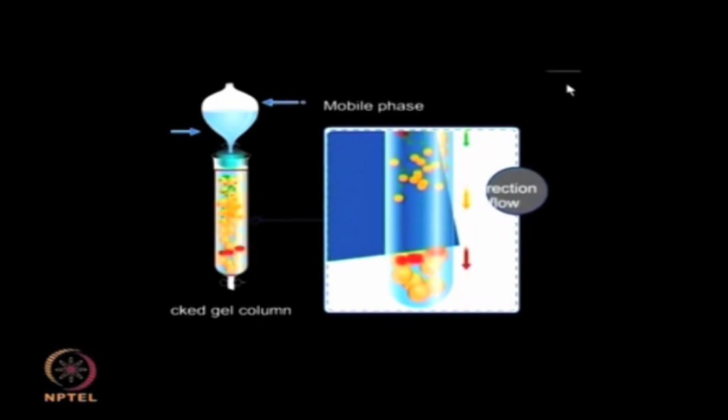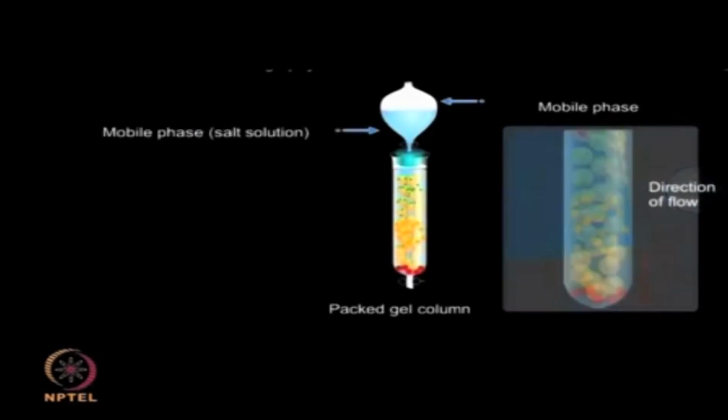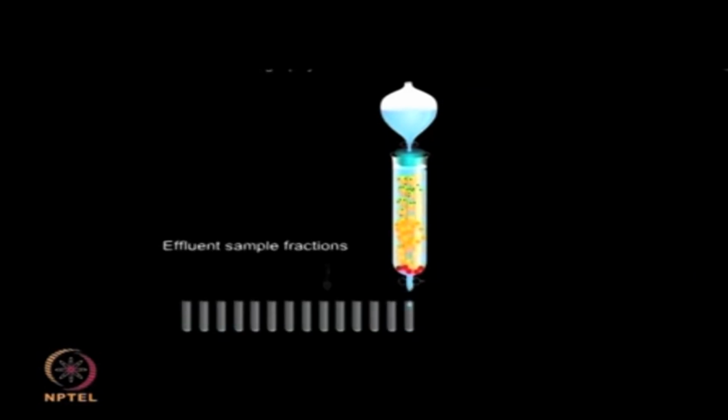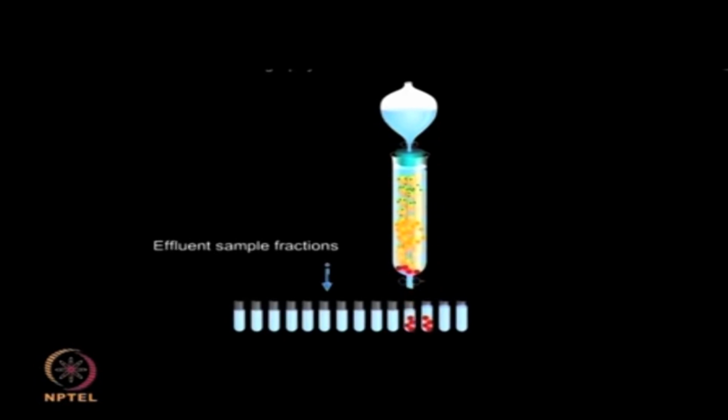Large proteins that cannot enter the pores of the gel move down through the interstitial spaces at a faster rate and are eluted first. The smaller proteins move in and out of the pores, thereby taking a longer time to be removed from the column. The fractions of appropriate size should be collected and analyzed for their protein content. The largest proteins eluting out first will be present in the initial fractions, while the smaller proteins which elute out later will be present in the latter fractions.